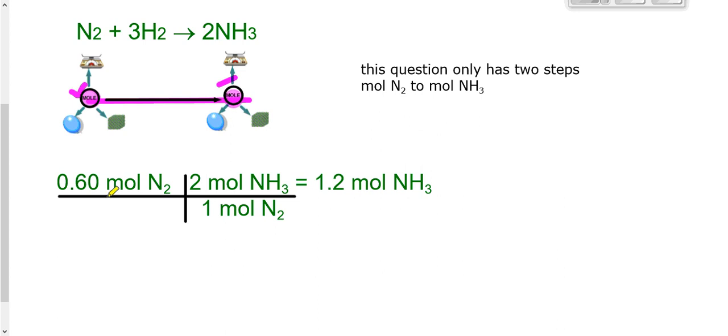Now the words moles of nitrogen will cancel each other. We're going to be left with the words moles of ammonia, which is what I want. So what do we do with the numbers? Multiply numbers on top and divide on the bottom. Since timesing and dividing by 1 is irrelevant, 0.6 times 2 is 1.2. 1.2 moles of ammonia will be formed.